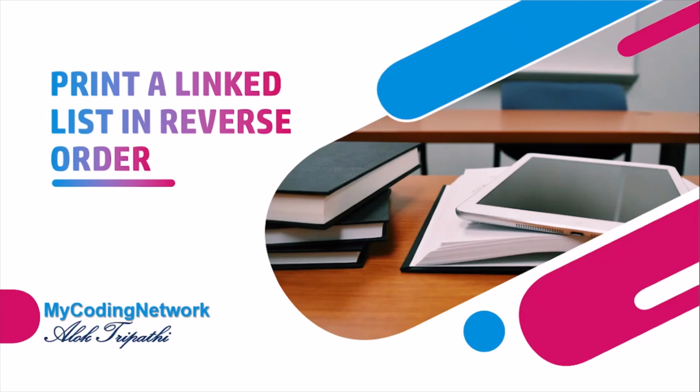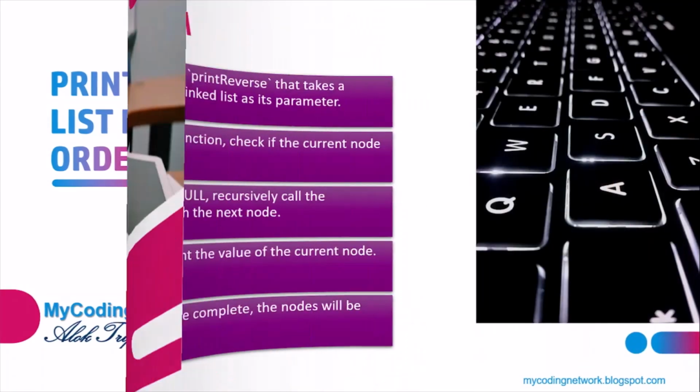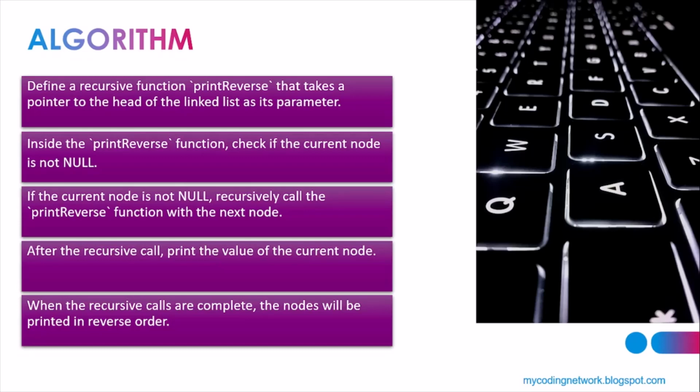Let's take a look at the algorithm that we are going to follow for coding this. These are the 5 steps that we're going to follow. The first step is defining a recursive function. We will be first creating a recursive function, and inside that function, we would be passing the head of the linked list as its parameter.